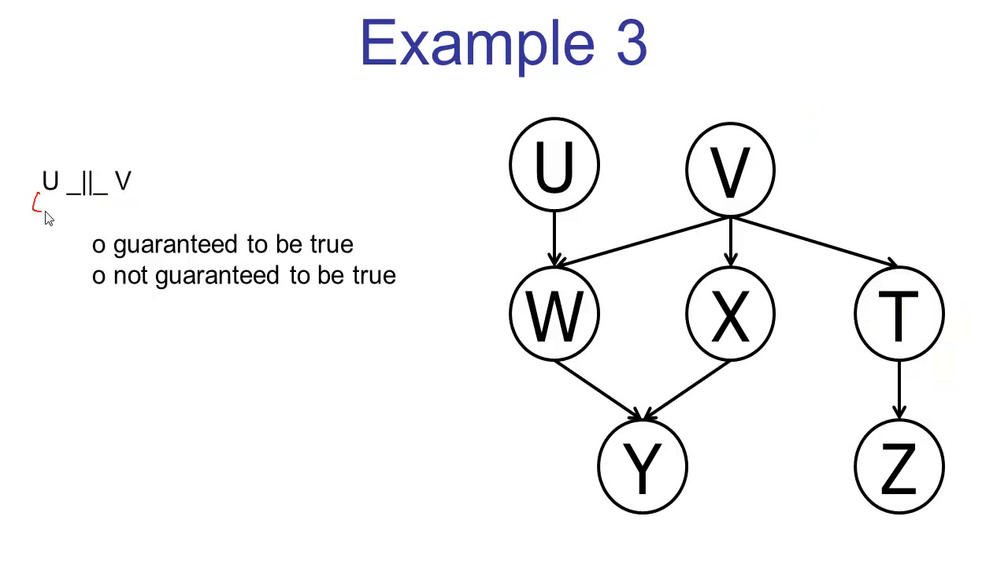Now we're asked about the independence of u and v. U is sitting over here, v over here. There are two paths between u and v. Let's look at the short path first.